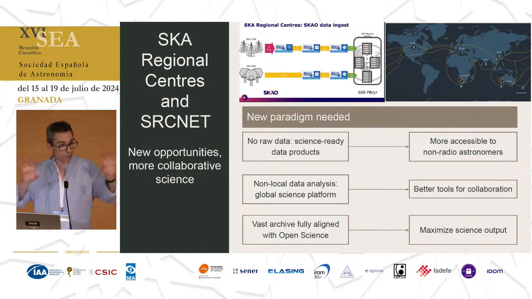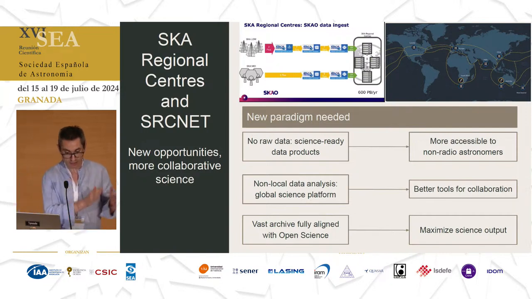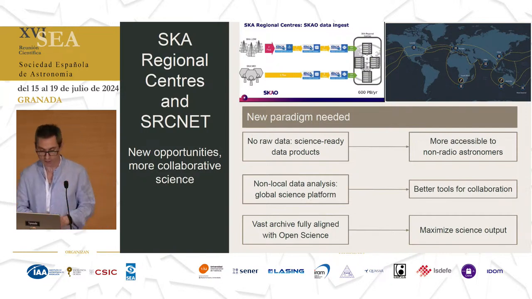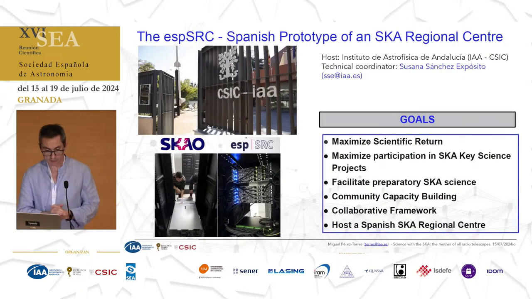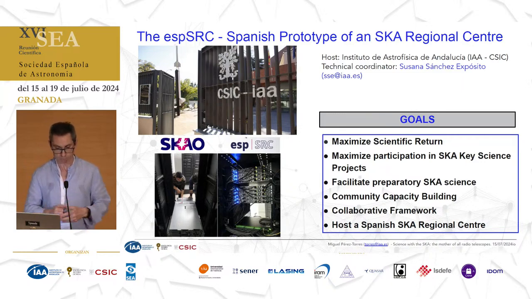So actually, there is a global network of these centers, the SRC net, and don't think about Skynet or something like that. The SRC net is the SKA regional centers network. That's where all the processing will be done. Spain has been very proactive, and SKA Spain put forward this idea of hosting a prototype of the SKA regional center. It is hosted in the Instituto de Astrofísica de Andalucía.